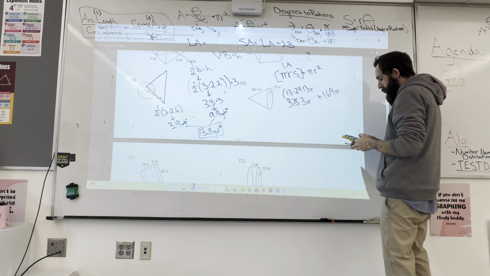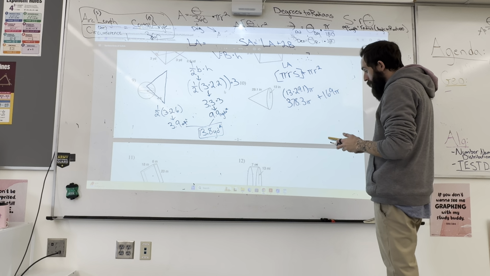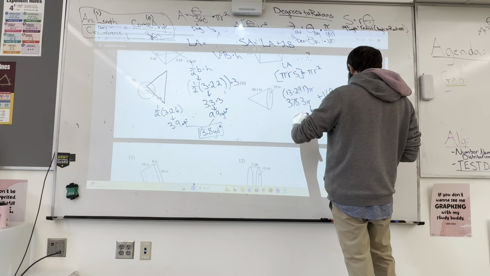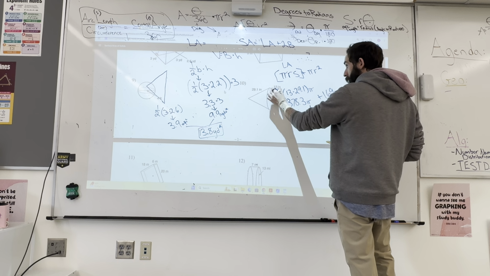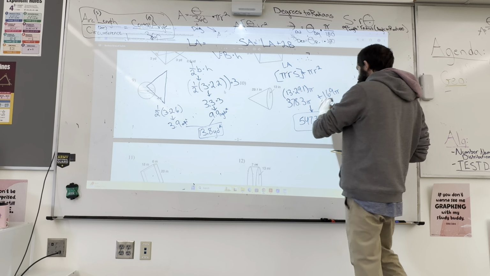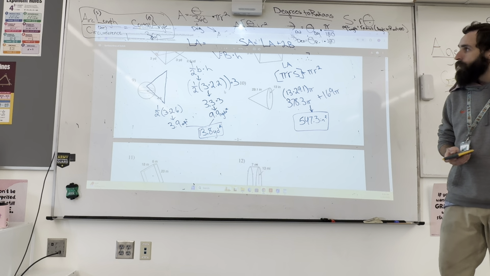I will now add these together, giving me a final answer for this assignment of 547.3 pi inches squared. That is the total surface area of that cone.